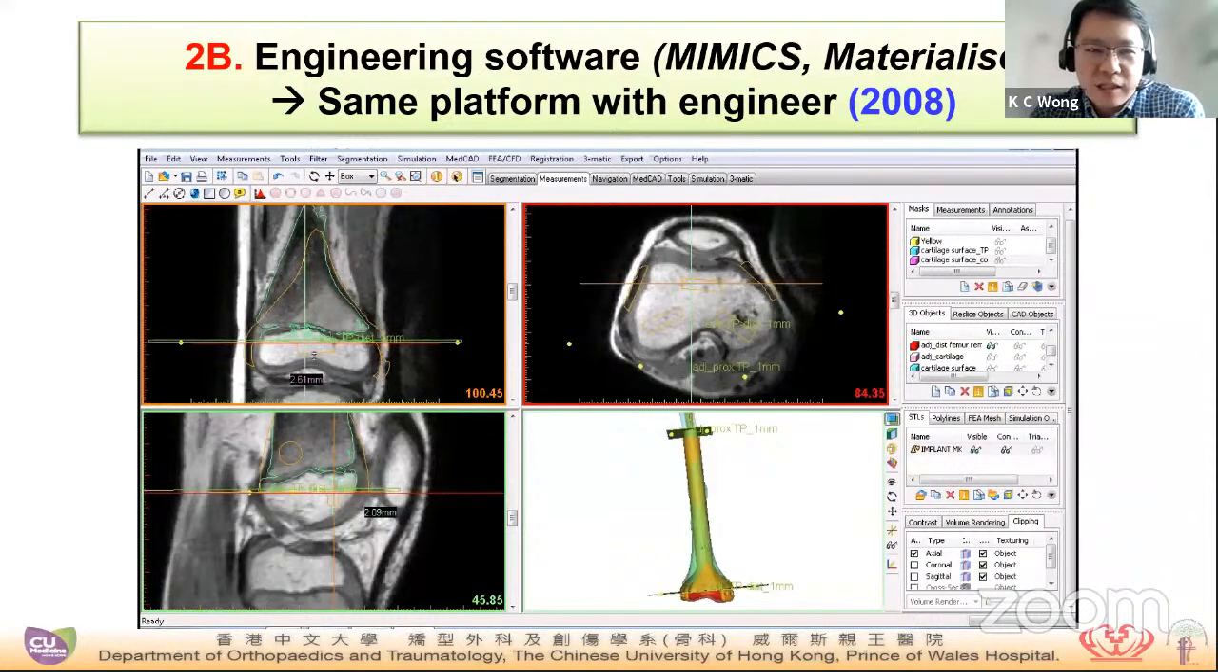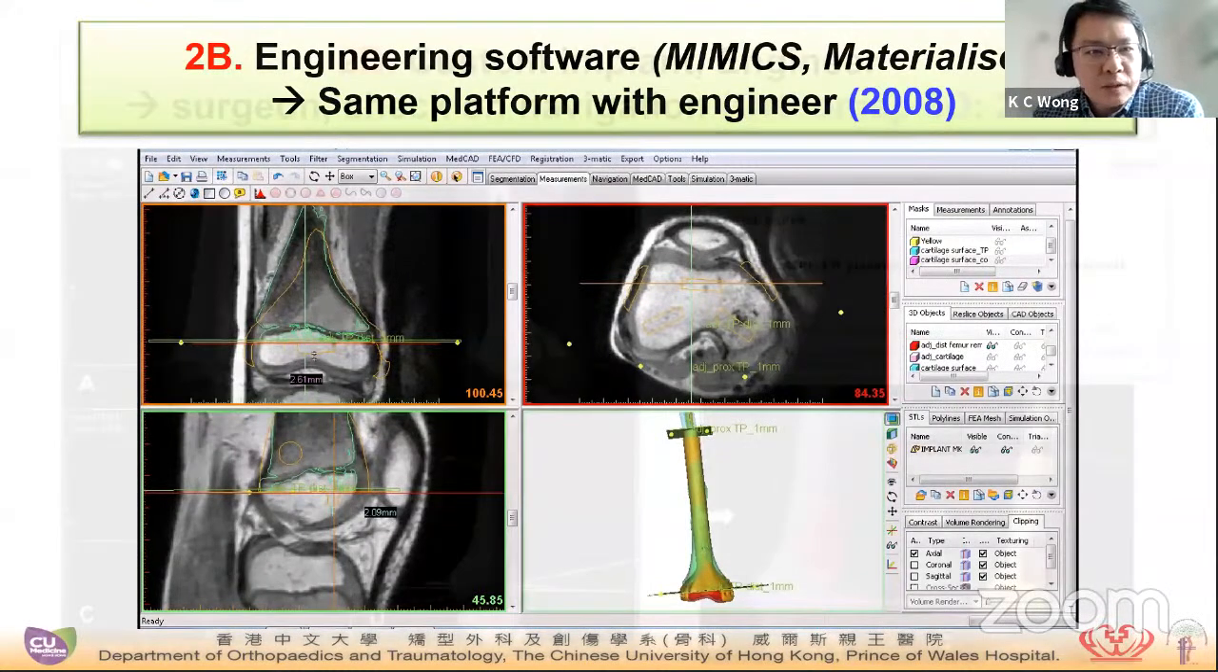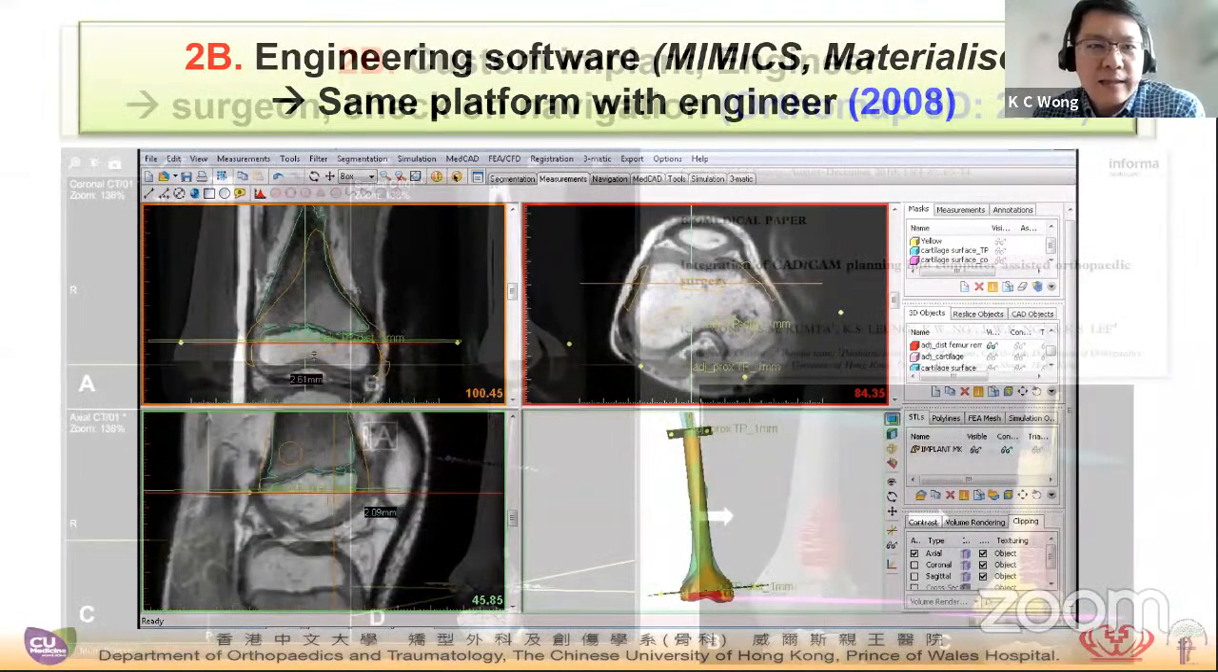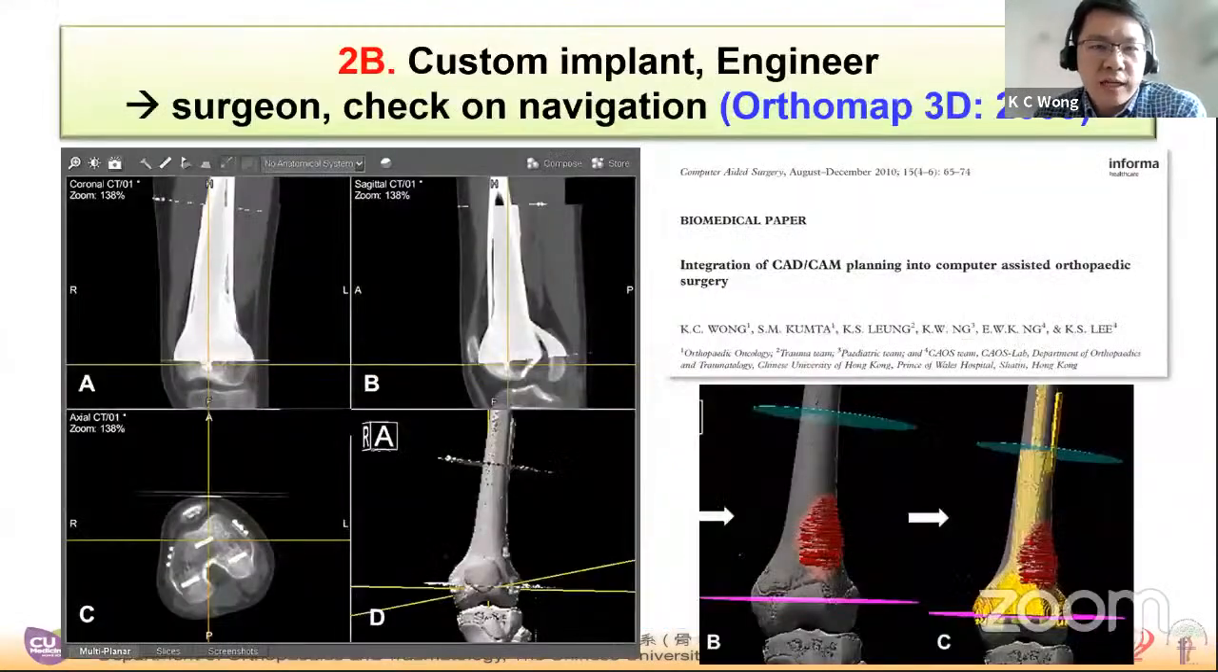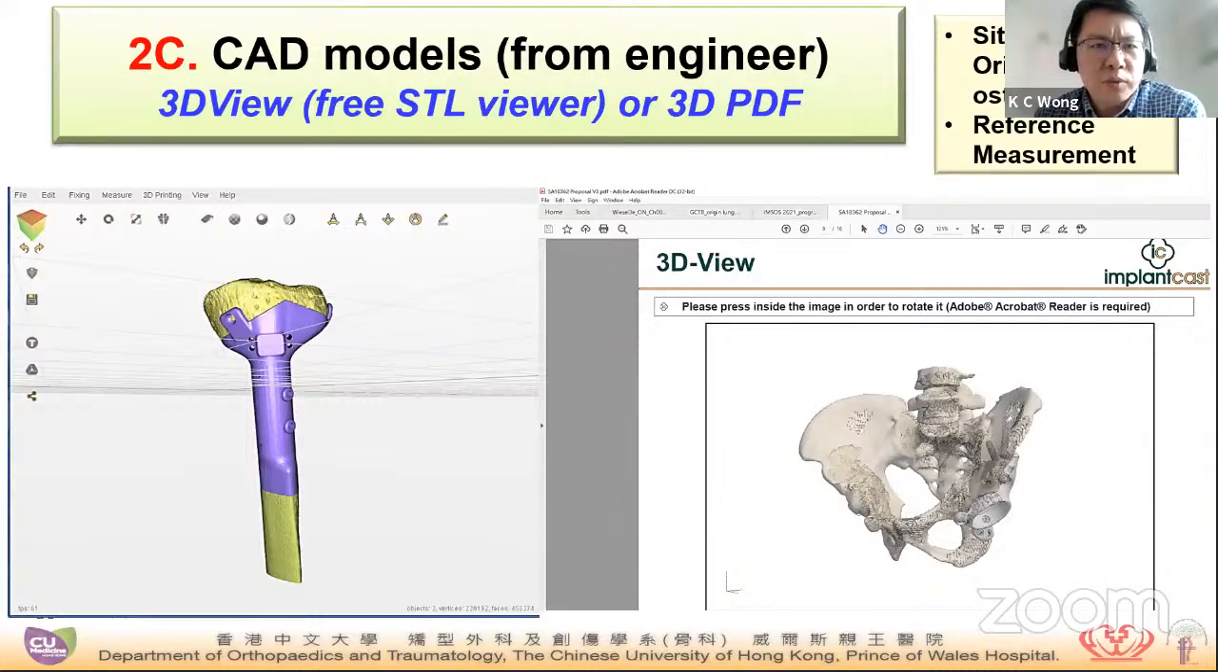But Mimics is not very user-friendly and is quite difficult to learn, and we have a lot of CAD files that need to be communicated with the engineer. So at that time, we worked with the tracker company to develop the first 3D tumor navigation that allowed for more complex types of planning, importing the CAD data of the implant or allograft, and then making the same resection cut. Later on, engineers put the 3D model into a 3D PDF, so that you can know exactly what the shape is and so on.